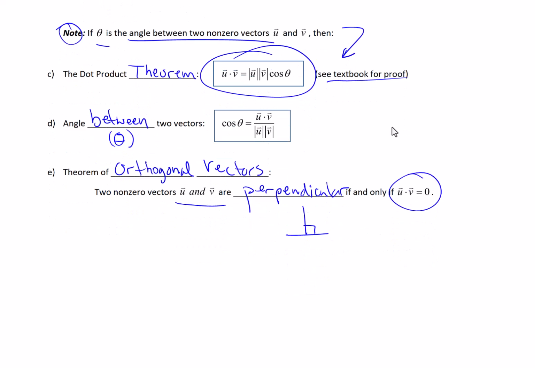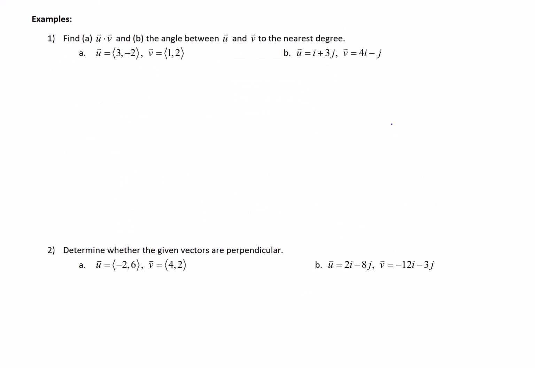All right, let's spend a little time on some examples that now use these definitions we've defined above. For our first example, this one has two parts. It says find A, part 1, vector u dot vector v, that's a dot product as defined above. And then part B, also find the angle between vector u and vector v to the nearest degree. So we're finding two things for each of these, and we have a couple sets of those to work with.